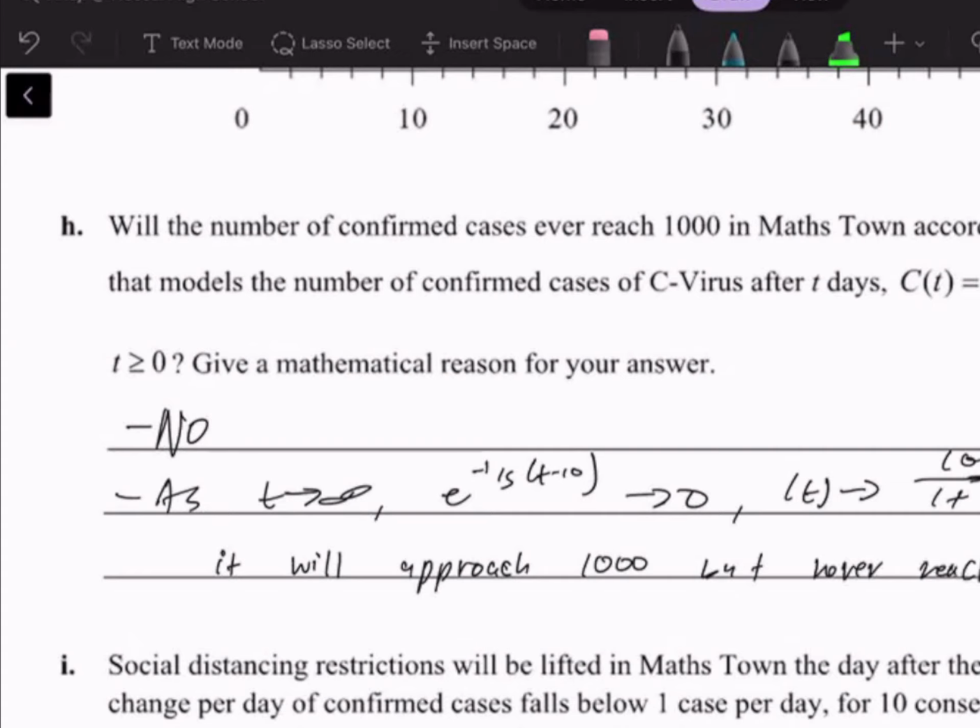So I chose to explain it like this, but I'm pretty sure the answer said you could literally just write that there was a horizontal asymptote, and I think they would have given you the mark. But yeah, either way should be fine, as long as you explain why it'll never get there.